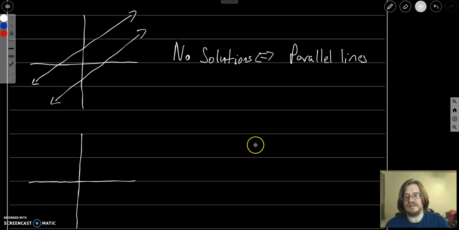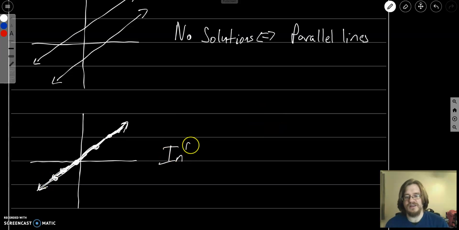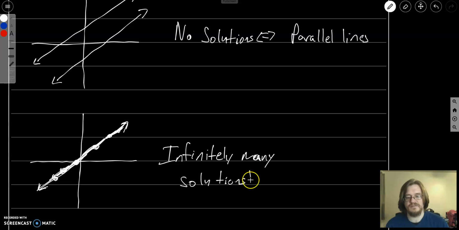And the last situation, which maybe isn't as obvious right now, but we could have two equations that give the same line. Now we can see where do two of the same line overlap? Where do they intersect? Well, they intersect everywhere. The entire line is then a solution. So we could have infinitely many. And the only time that this happens is if our two equations give us the same line.